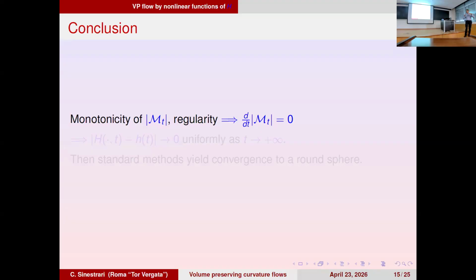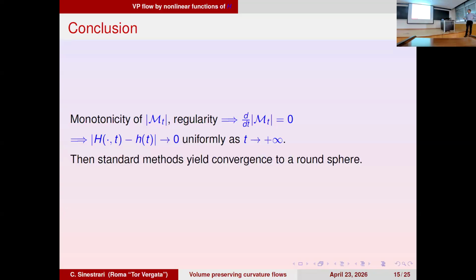In general, it may not be the case, but if we have enough regularity to show, for instance, that the derivative is uniformly continuous, then it must converge to 0. So what I wanted to write there is the derivative converges to 0 as t goes to infinity. But this also implies that the curvature minus its mean value must go to 0 uniformly, and then standard methods employing parabolic regularity yield convergence to a round sphere, and this concludes the proof.